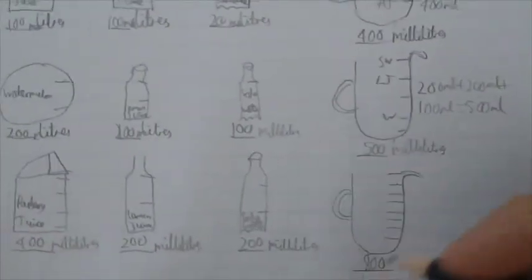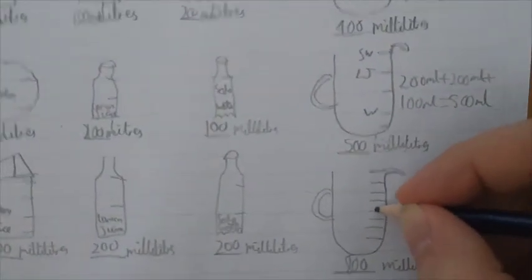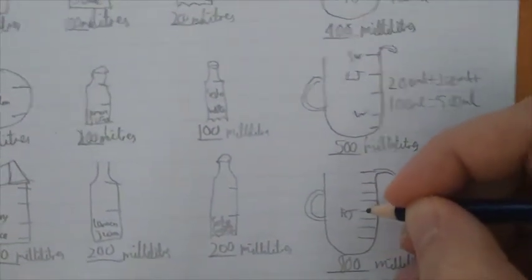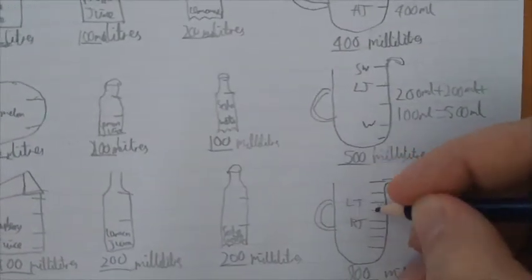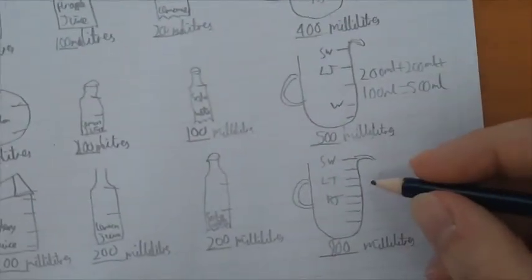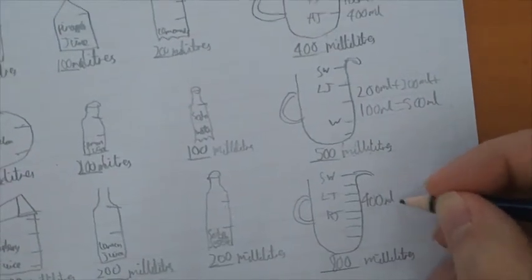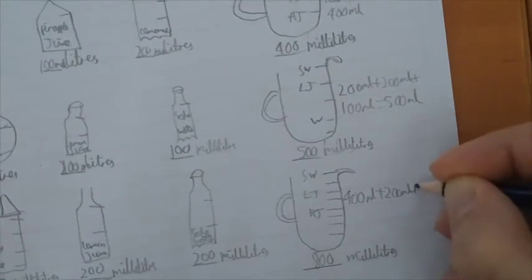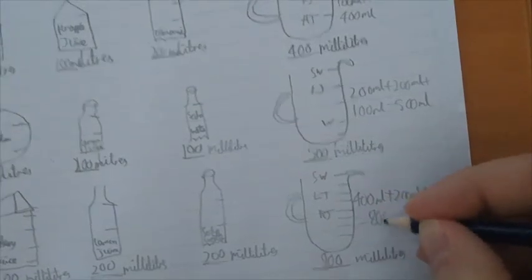So hang on, before we do our number sentence, 100, 200, 300, 400 is the raspberry juice. So I'm going to put RJ here. Lemon juice, LJ, 200. Another 200, SW, soda water. So 400 ml plus 200 ml plus 200 ml equals 800 millilitres.